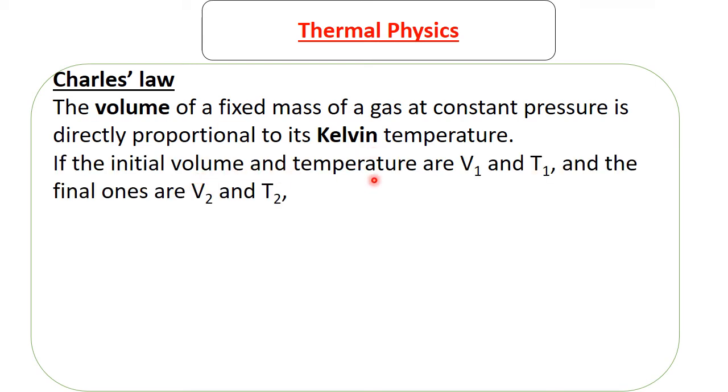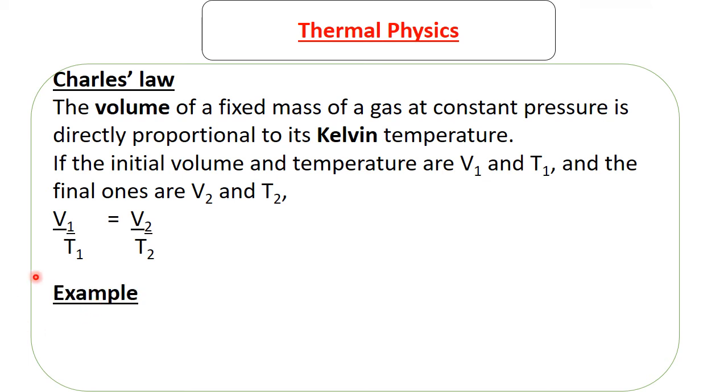So if the initial volume and temperature are V1 and T1, and the final ones are V2 and T2. At the first measurement, our volume is V1 and our temperature is T1, and at the second measurement, the volume is V2 and temperature is T2. Then the following is true. But remember, your temperature should be Kelvin temperature, not the degrees Celsius temperature. So this is true: volume 1 over temperature 1 is equal to volume 2 over temperature 2.